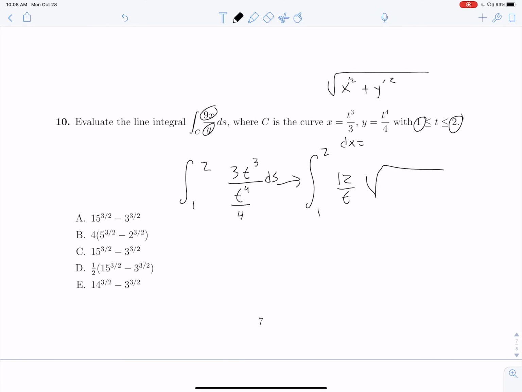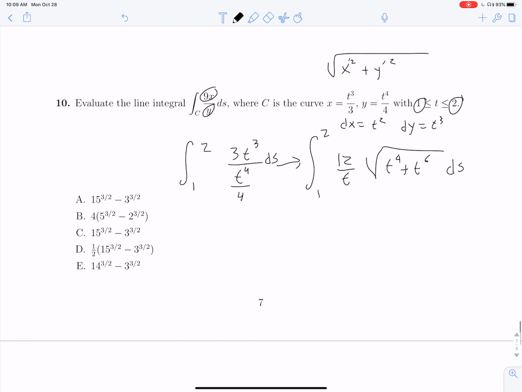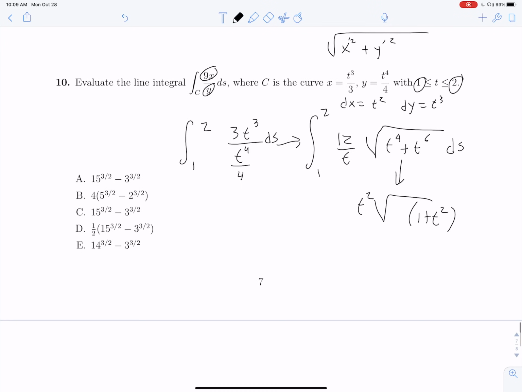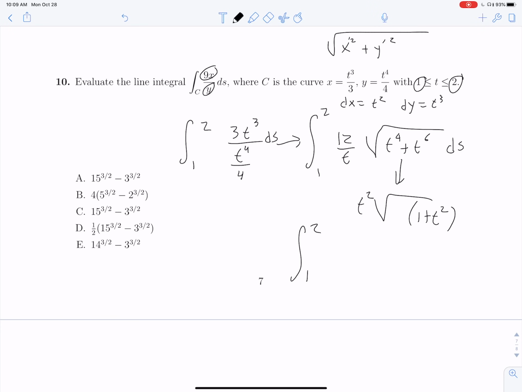dx is going to be t squared, dy is going to be t cubed. We square those, we get t to the 4 plus t to the 6 ds. And this still looks like a terrible integral until you pull out a t squared. So this guy is really equal to the square root of t to the 4 times 1 plus t squared. And we know that we can just take this guy out as a t squared. So really, our integral is the integral from 1 to 2 of 12t root 1 plus t squared dt.